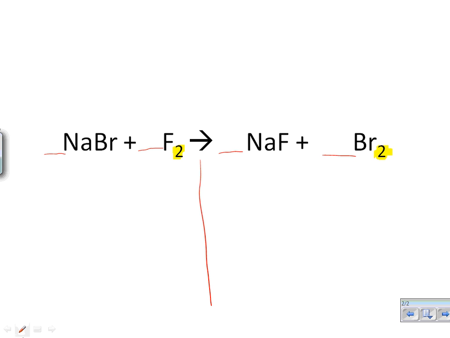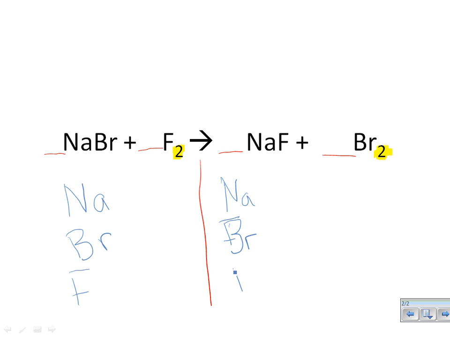All right? And then I will go and write down all the different elements that I see on the reactant side. So I see sodium, I see bromine, and I see fluorine. And I will write them in the same order on the product side. Sodium, bromine, and fluorine. That way it's easy to go back and forth and check your work.